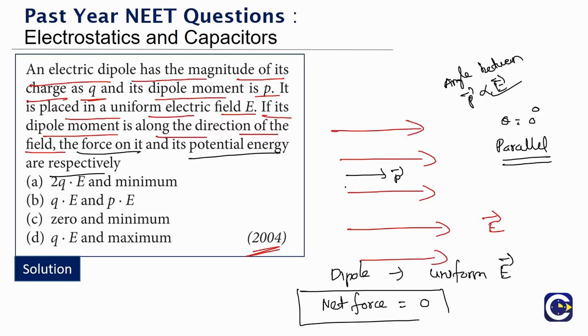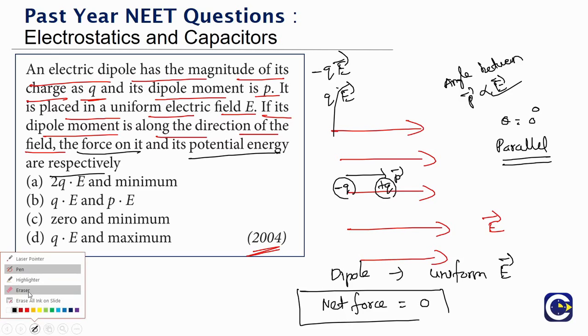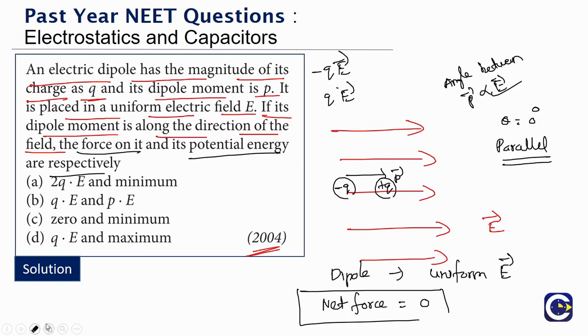Why? Because a dipole will have what? It will have a combination of two equal and opposite charges. Uniform electric field, right? Force acting on the negative charge will be what? Minus Q times E. Force acting on the positive charge will be what? Q times E. So if you are looking for the total force, we have to add both of them, right? So total force on the dipole, irrespective of the orientation, will always be zero when it is kept in the uniform electric field.